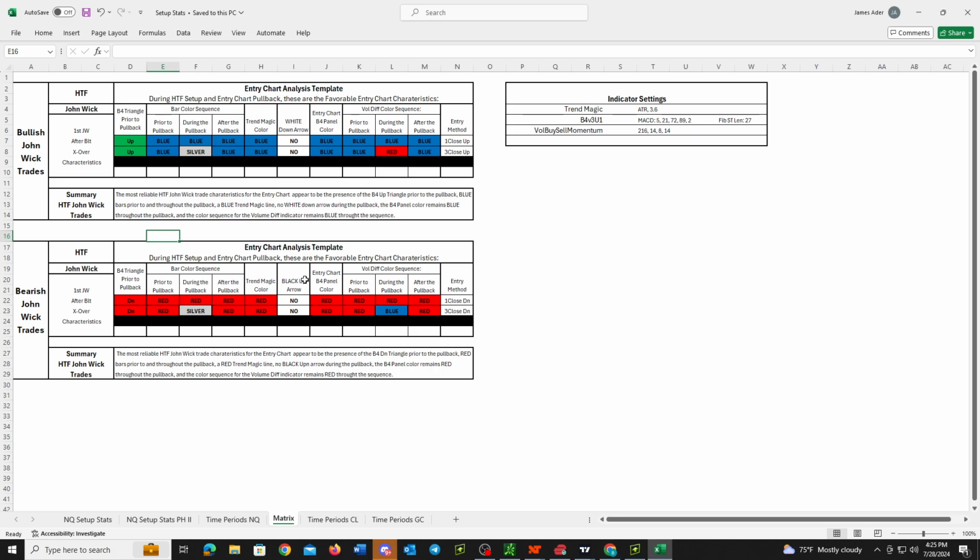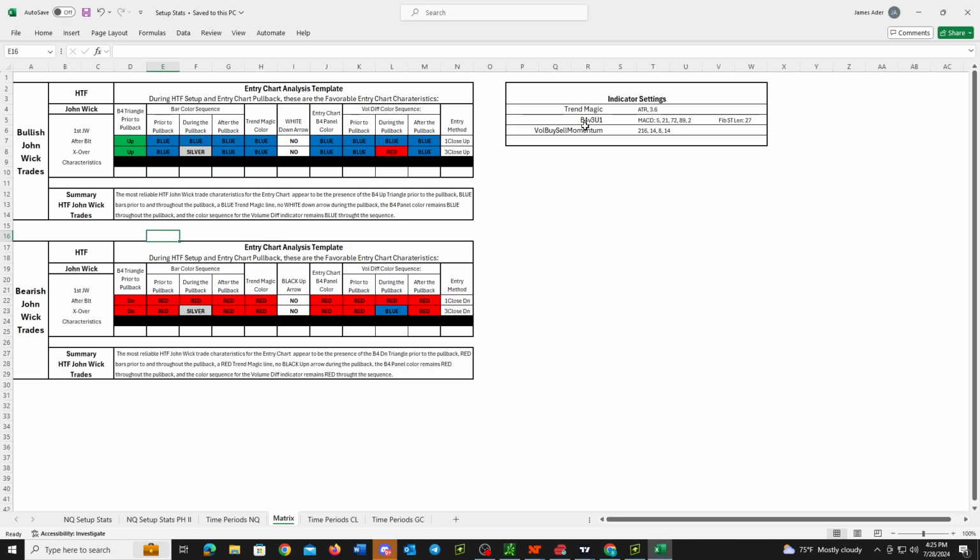I'll explain this when we get to the charts. The B4 panel column remains blue throughout the pullback, and the color sequence for the volume difference indicator remains blue throughout the sequence. That's the summary, and these are two of the best characteristics. We're going to go through a couple of these, just so you get the idea.